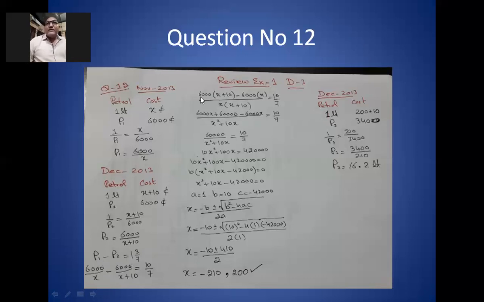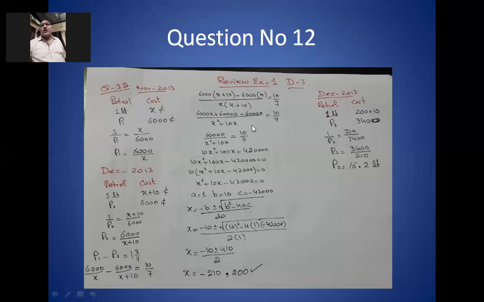You can see I have written here 6,000 multiplied by X plus 10. When you divide the LCM by the second denominator, X plus 10 and X plus 10 will be cancelled. X will be left, and this will multiply with the numerator of the second fraction. So you will have 6,000 multiplied by X equals 10 by 7. So 6,000X plus 60,000 minus 6,000X. 6,000X and 6,000X will be cancelled. So you are left with 60,000 divided by, when this X multiplies with this bracket, it gives X squared plus 10X, equals 10 by 7.